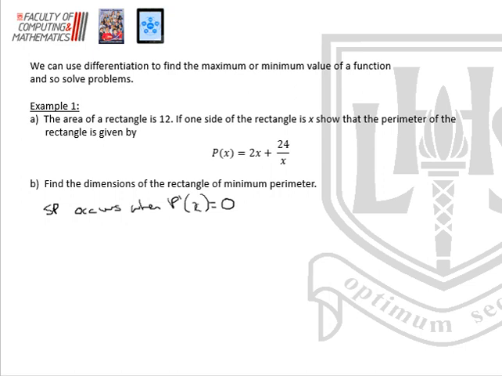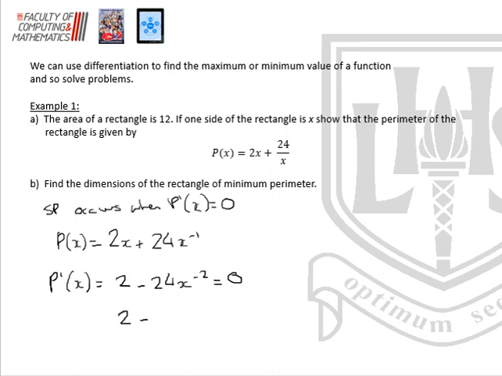Firstly, we can't do P dash x yet because there's a fraction. So P of x, first of all, is 2x plus 24x to the power negative 1. P dash x then becomes 2 minus 24x to the power negative 2, and that's going to be equal to 0. To solve this, I would want to rearrange it to get that x squared back in the bottom: 2 minus 24 over x squared is equal to 0.